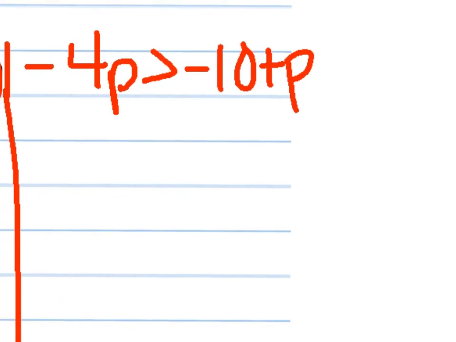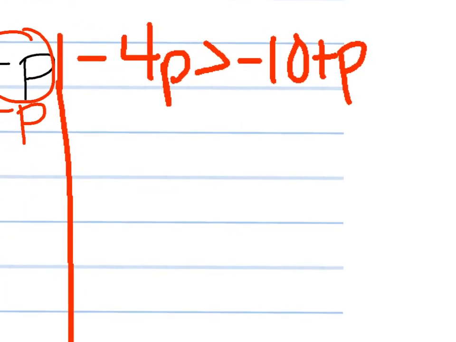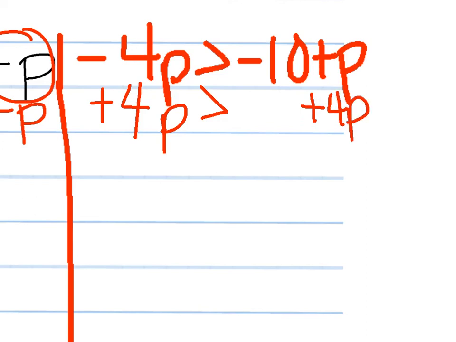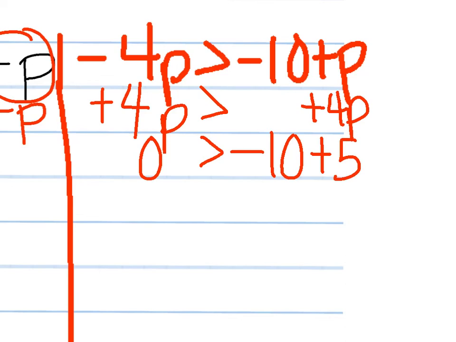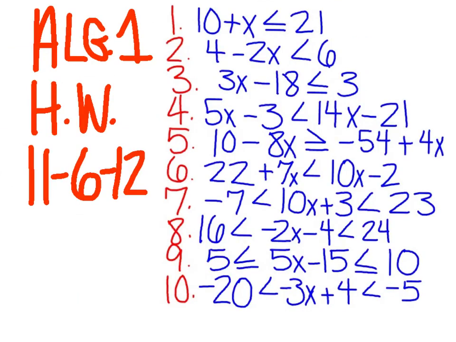Now if you moved your negative 4p, that's just going to cause you to have to do an extra step. So if you did that, you could add 4p to both sides. And when you do that, you get 0 on the left and negative 10 plus 5p on the right.